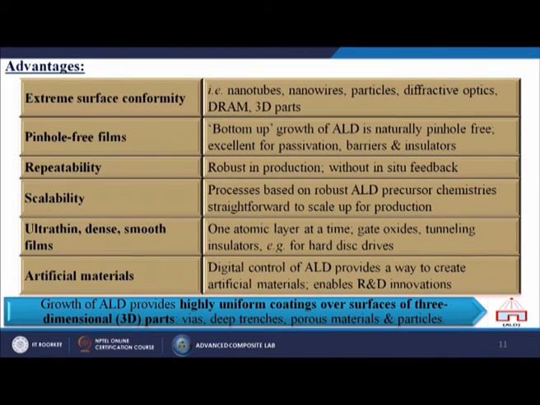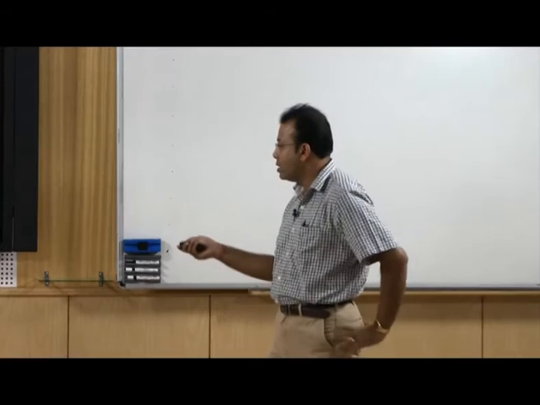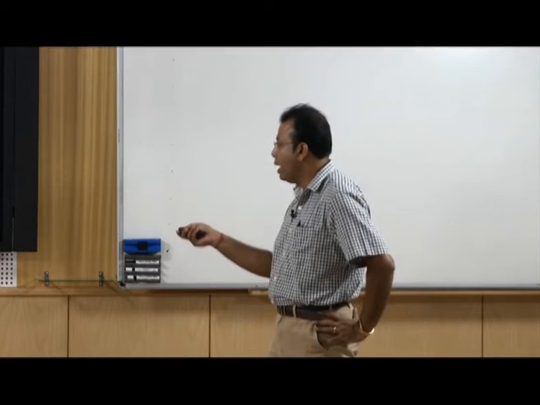So, it has huge advantages and applications in recent days. Not only that, this is the whole ALD process.